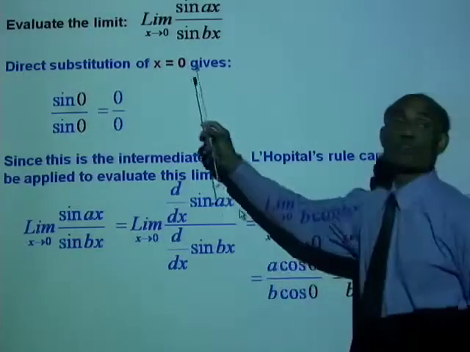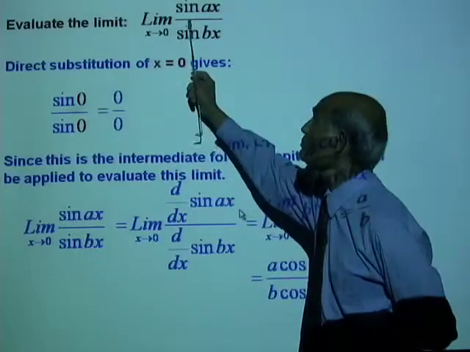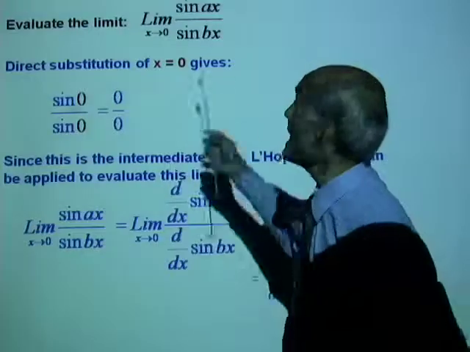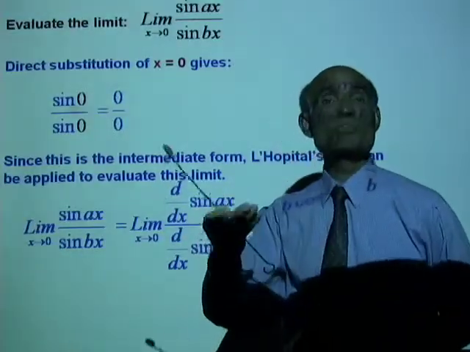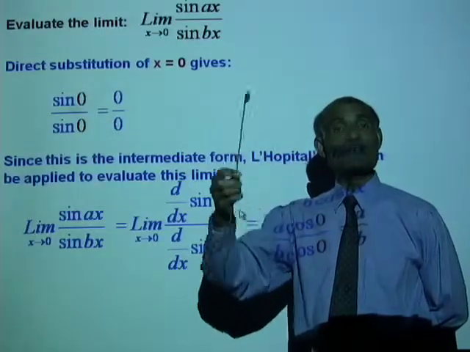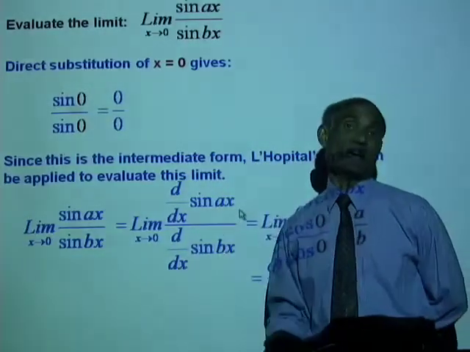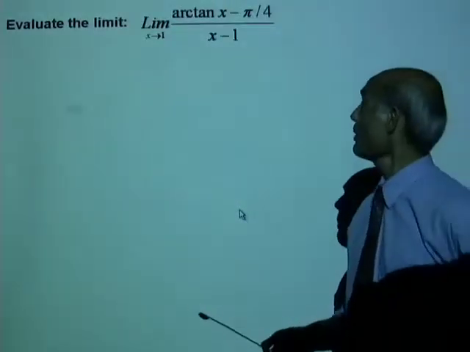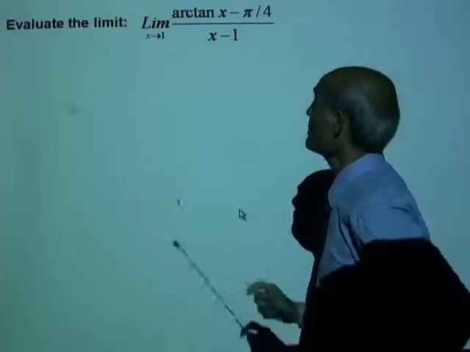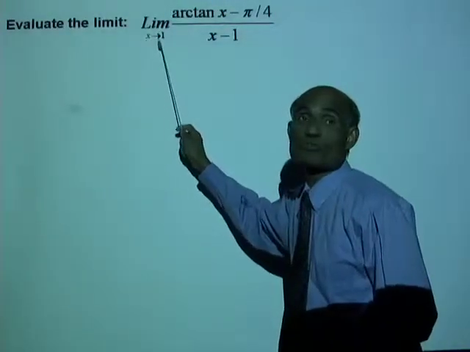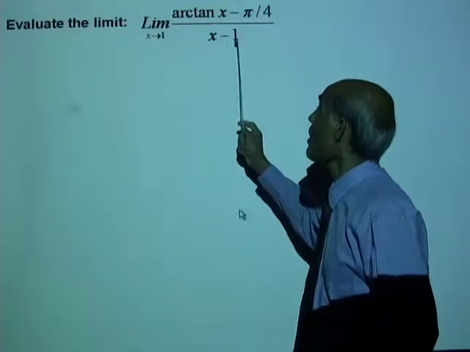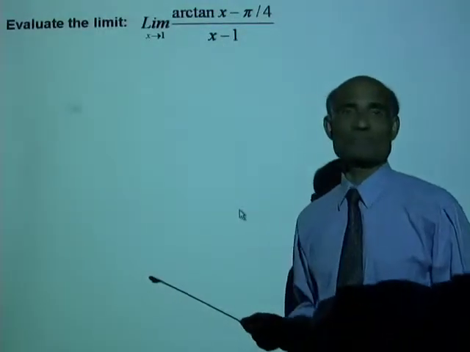That's right. So limit x approaches 0, sine ax over sine bx is a over b. Limit x approaches 0, sine 2x divided by sine 3x will be 2 over 3, and so on. All right. How about another one? Evaluate the limit. Limit x approaches 1, arc tan x minus pi by 4 over x minus 1.